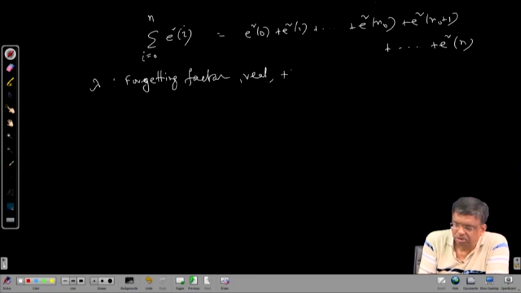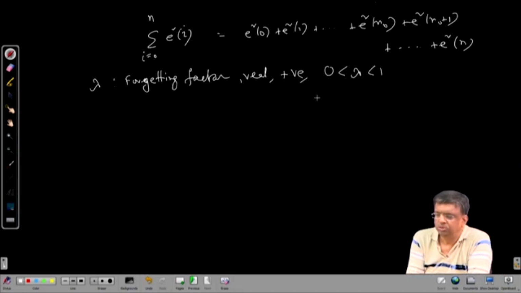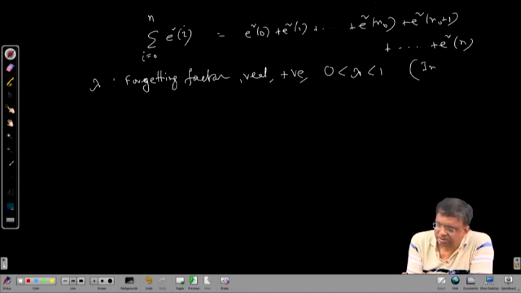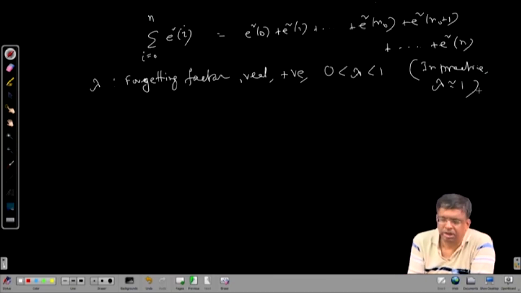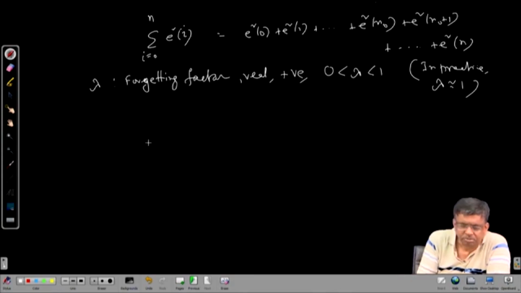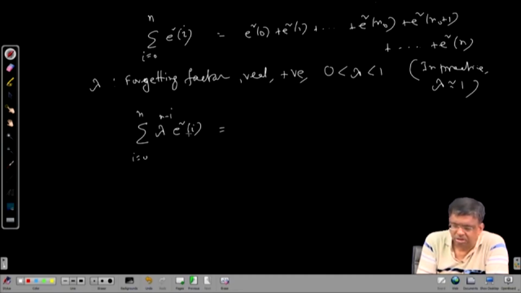lambda, a real positive number between 1 and 0. In practice, lambda is close to 1, like 0.99, 0.98, and what we do is this, we modify this summation by including lambda to the power n minus i. This summation we considered. What is the summation?